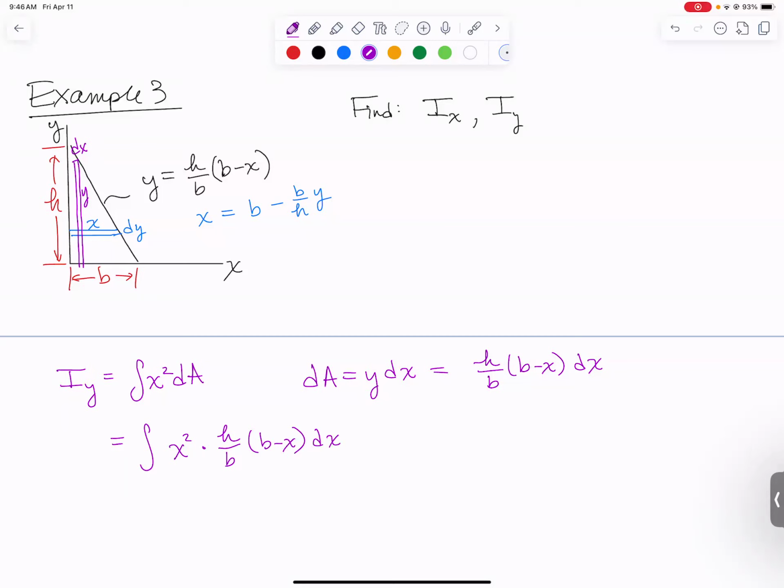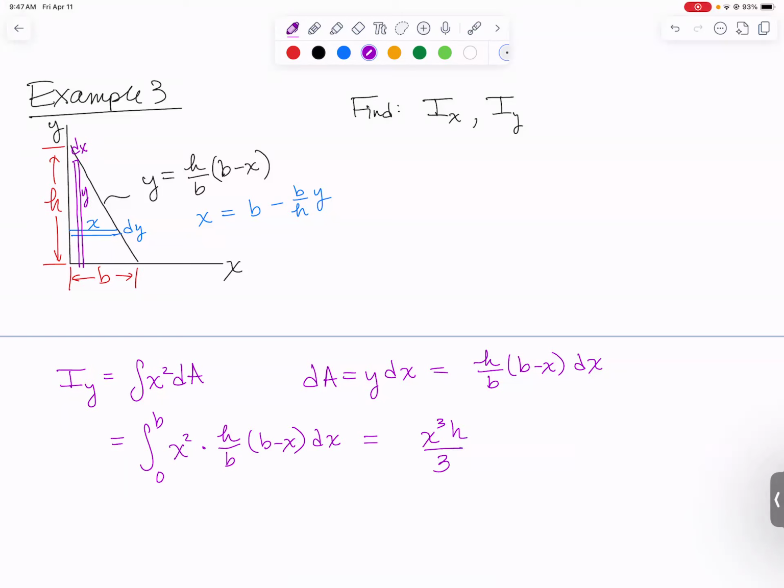And we're going from left to right. So we'll go from 0 to b. So that first term, we'll have the h over b times b. The b's will cancel. We've got x squared h. So when I integrate that, I get x cubed h over 3.